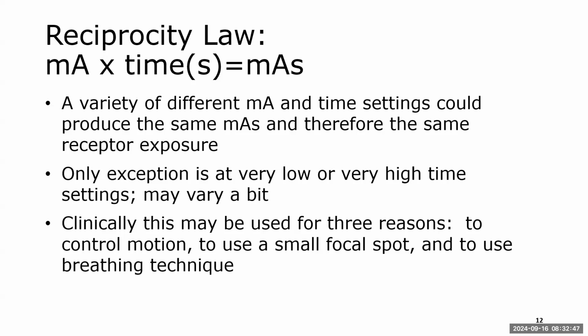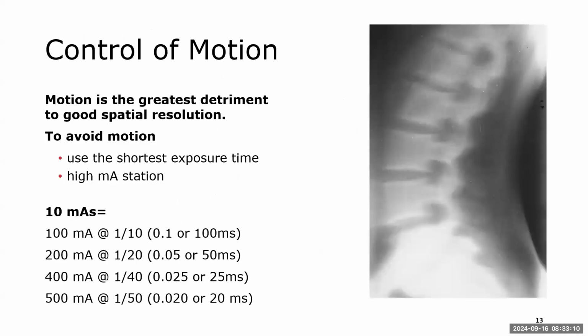And we're going to talk about, well, how do we know which combination is best? So there's basically 3 reasons that we might want to change a combination. And that's to control motion, if we want to use a small focal spot, if your equipment is set up that way, and to use what we call a breathing technique. So let's look at those 3 things.